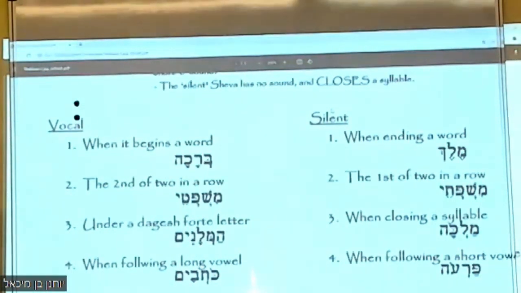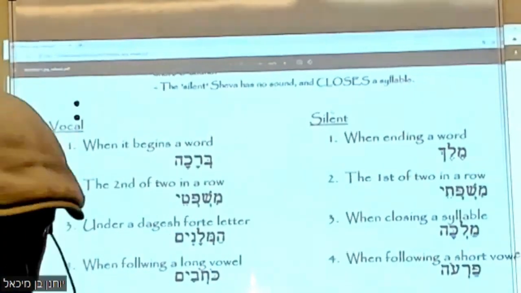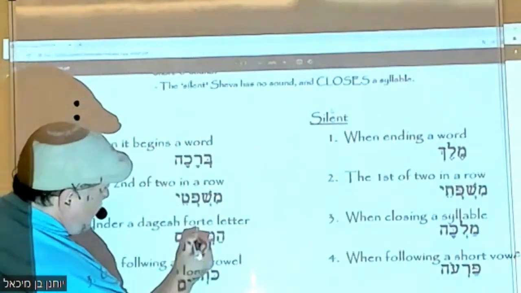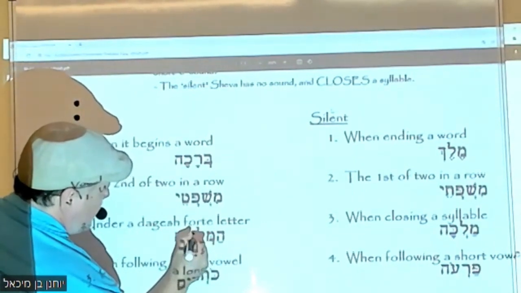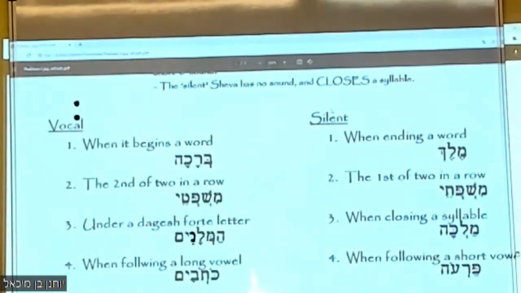So number 3 is when it's under a dagesh forte letter. Now I noticed something here. This is the wrong letter. This should be a kaf. The fourth one from the right, the one that looks like a nun, it should be a kaf. Okay. So everybody make that change on your paper there.